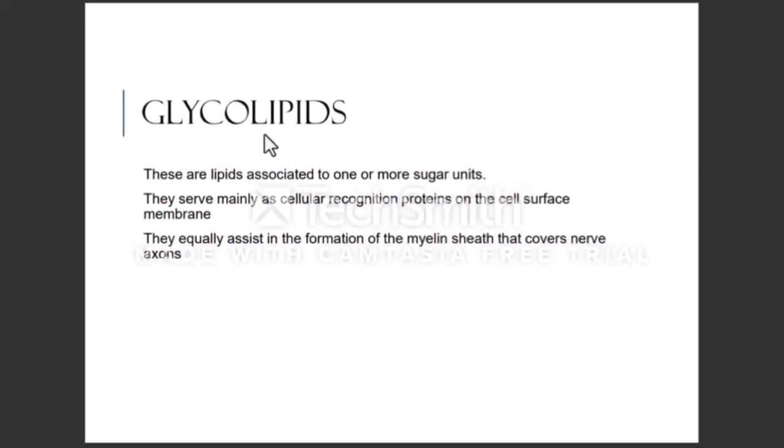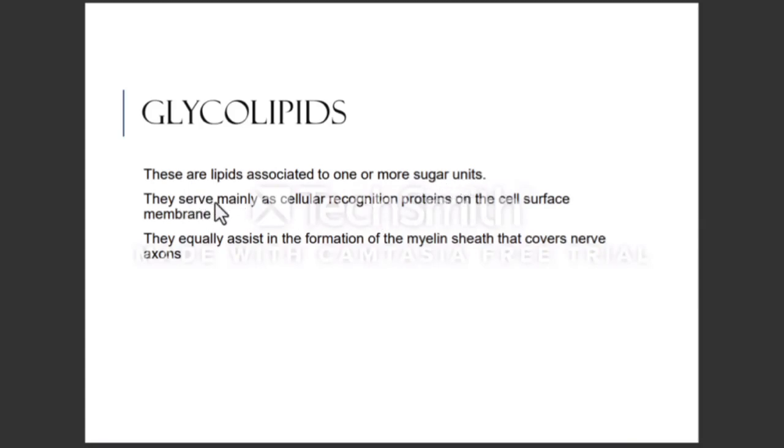Then the next and last type of lipids which we are going to see are the glycolipids. These lipids are associated to one or more sugar units. The prefix glyco has to relate to carbohydrate. So you have carbohydrate bound to a lipid. Okay, so glycolipids are lipids that are associated to one or more sugar units.